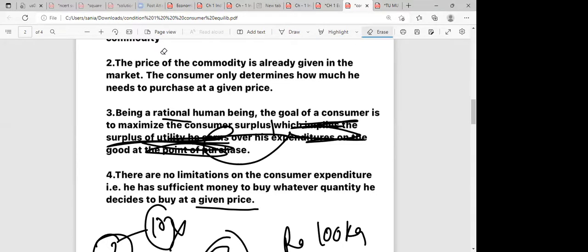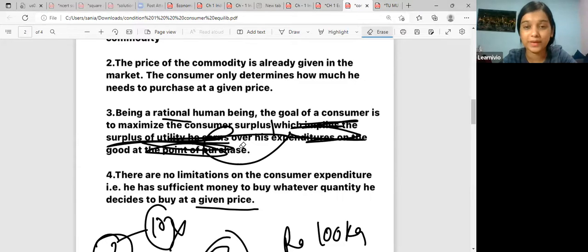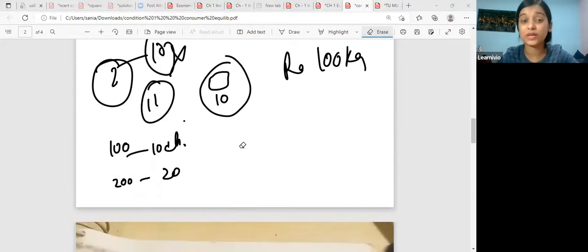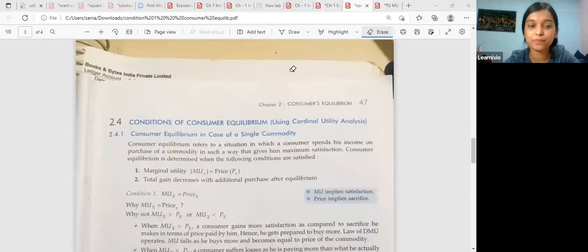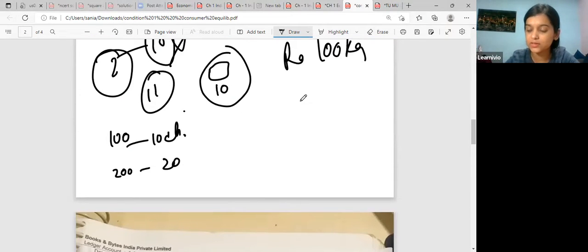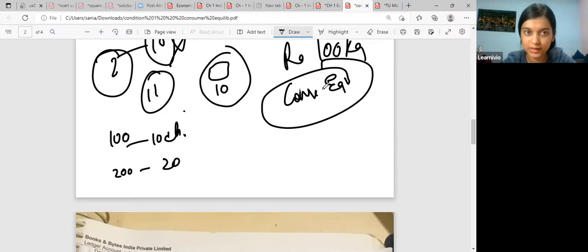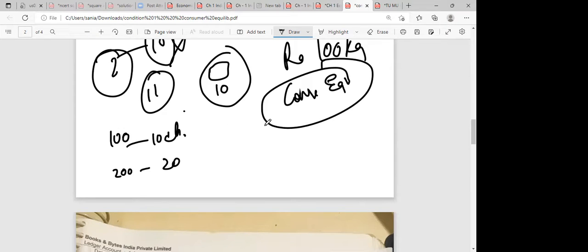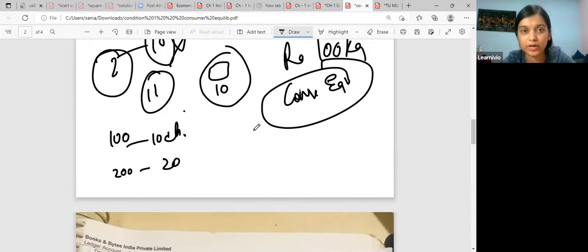Yes, teacher. Okay. So now the main thing starts, which is very, very important. Our main motive is to get the consumer equilibrium, right? Now we are dealing with the one commodity case. You have only one commodity. So the first question will be, ma'am, when will I get consumer equilibrium?